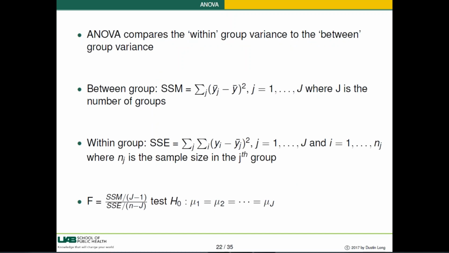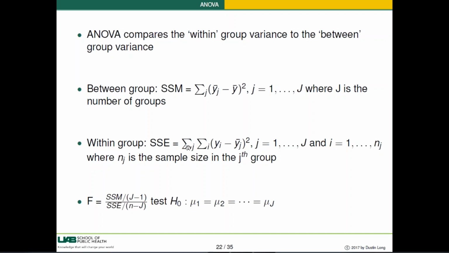What ANOVA does is it compares the within group variance to the between group variance. And I'll come back to that notion in a moment. Between group variance is this horrible formula, which basically says I look at the distance between each observation and the grand mean, meaning the overall mean of y, and then I get its kind of variance. I take those differences and square them, and I sum it up for every person. Or, that's the between group.